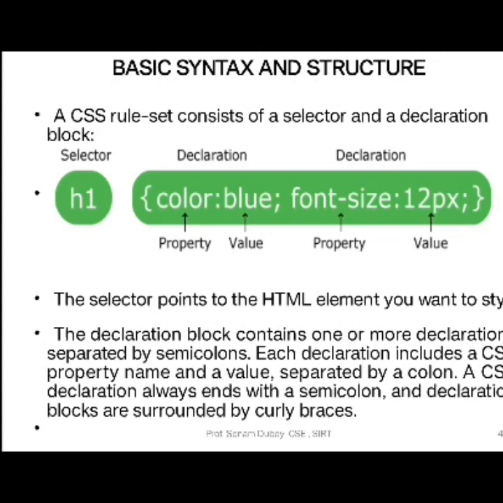So we can say the selector points to the HTML elements we want to style in our style sheet. And the declaration block contains one or more declarations separated by semicolons, and each declaration includes a CSS property name and its associated value.